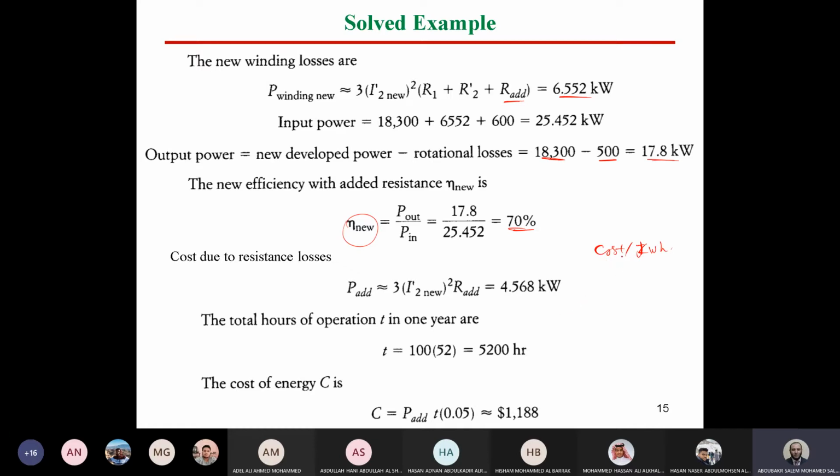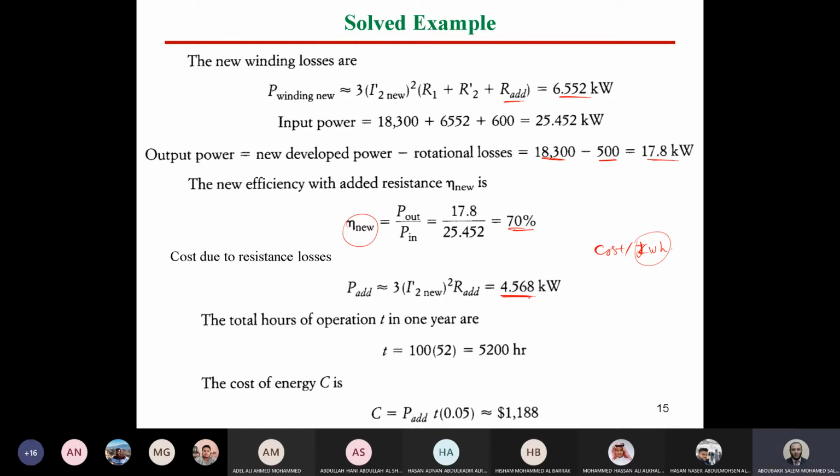In order to get the cost, we need to multiply by what? By the energy, which means power for a certain period. So let's calculate together the power consumed on the resistance for a certain period. Of course P added equals 3I square R. This is the power. So the power is 4.568 kilowatts. This is only power, but we need energy, so we should multiply this by time.